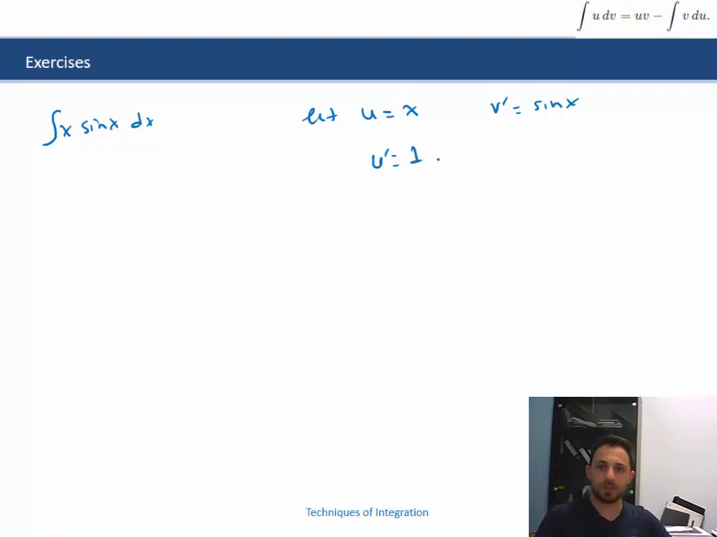So u' equals 1 and v is equal to the integral of sine, which is minus cosine, as we know. This is equal to u·v, which is x times minus cosine x, minus the integral of u'v. Sorry, v must be minus cosine.